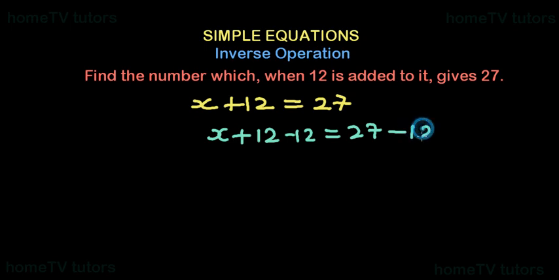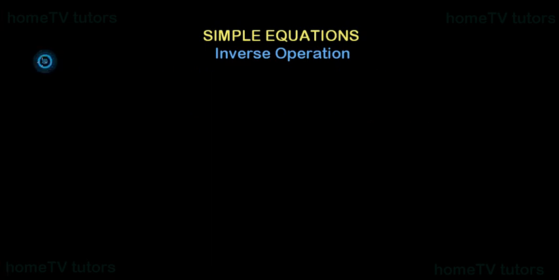So minus 12 as well from the right hand side. On the left hand side, 12 minus 12 is 0, so we are left with x. Then on the right hand side, 27 minus 12 is what? Did I hear you say 15? Good. So x is 15. The number is 15. Let's try another example.